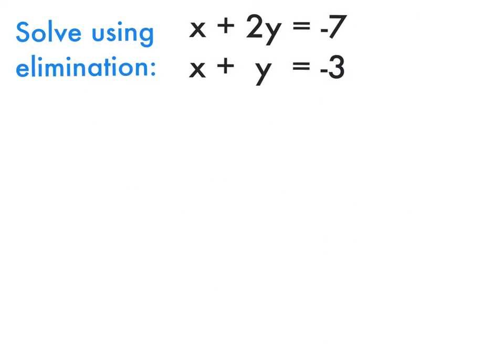And the second way to solve a system is using elimination. So I'm going to take the same example, but what I'm going to do is try to eliminate, using multiplication and addition, one of the variables. So I have 1x and 1x and 2y and y. So I'm going to multiply my second equation by negative 1, and that will eliminate the x's.